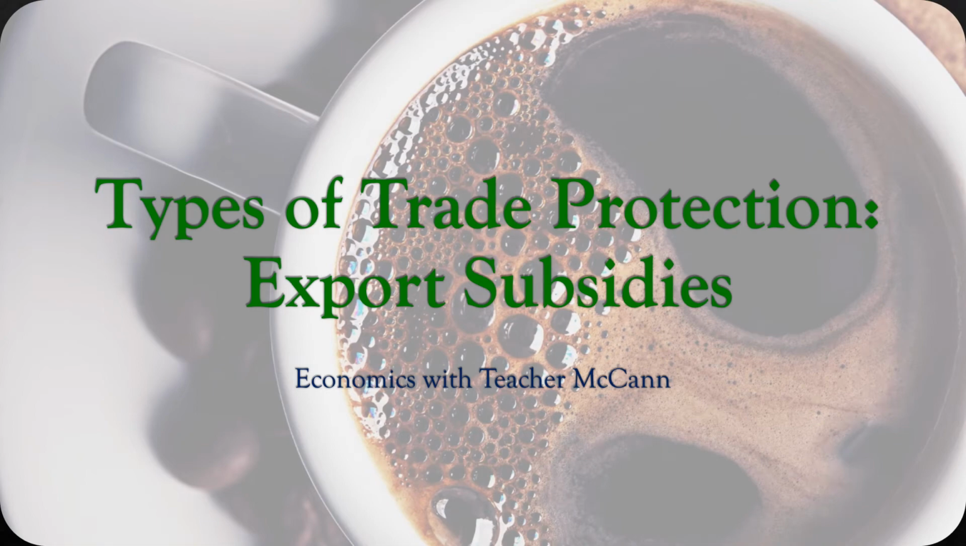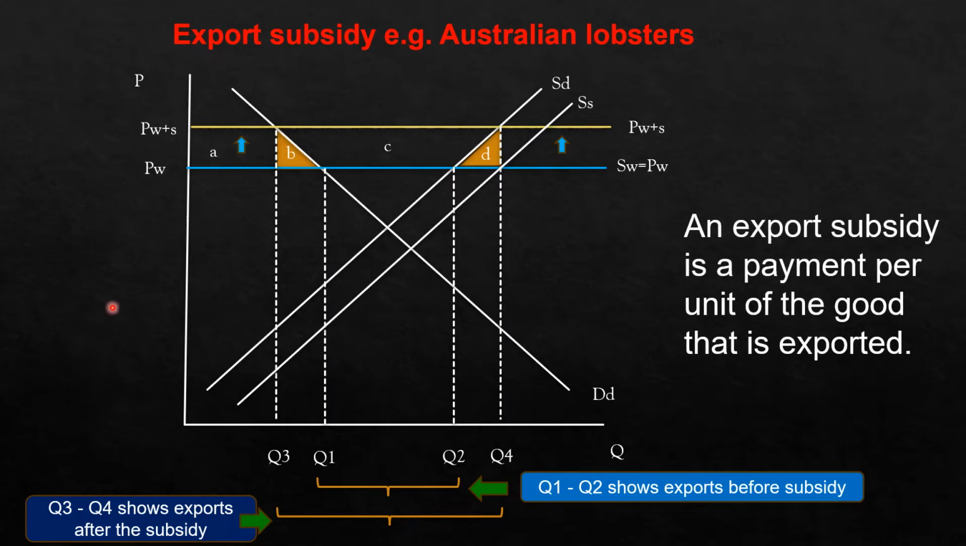Hi economists, in this short video I'll take you through the impacts and the effects of an export subsidy briefly. An export subsidy is a payment per unit of the good that is exported. Let's look in this example at the effects on the export of Australian lobsters.